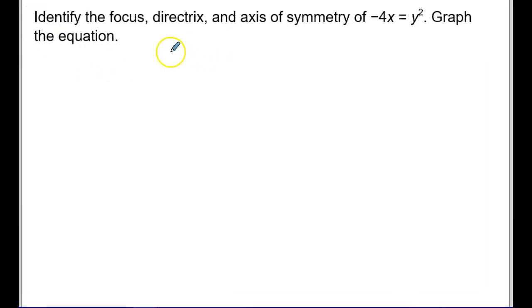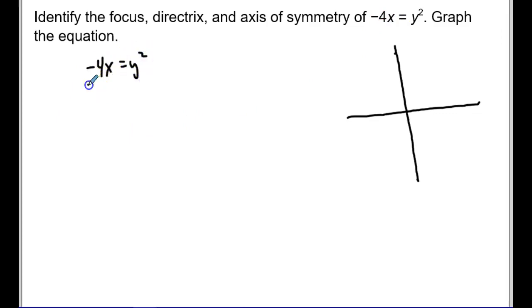So identify the focus, directrix, and axis of symmetry of this equation: -4x = y squared. And then graph the equation. I like to graph it first before I get too far so I can see what I'm looking at. But I notice that this is not written in any form where I can just look at the quadratic. So I always want to get the variable that does not have an exponent by itself. That's going to be our first step. I've got -4x = y squared. So I want the x by itself, so I'm going to divide by -4. So x = -1/4 y squared.